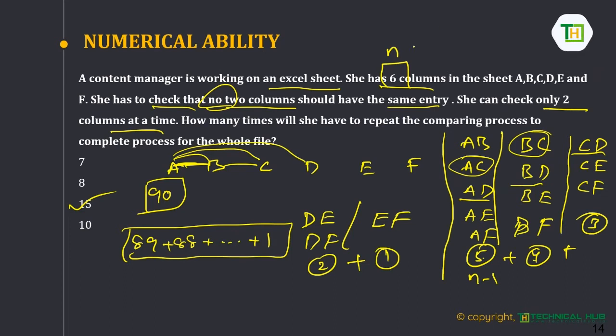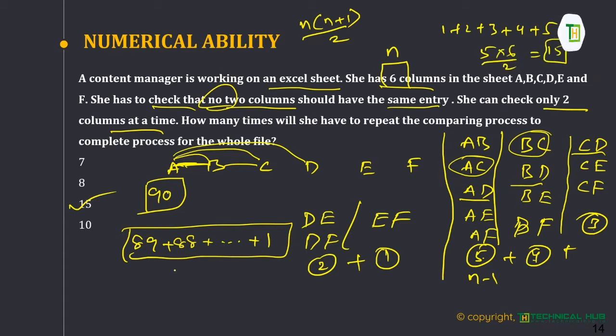Here also your answer is 1 plus 2 plus 3 plus 4 plus 5 for this question. Sum of 5 natural numbers. What is the sum of 5 natural numbers? As we all know, the sum of n natural numbers is equal to n into n plus 1 by 2. Here n is equal to 5. 5 into 6 by 2, which is equal to 15.